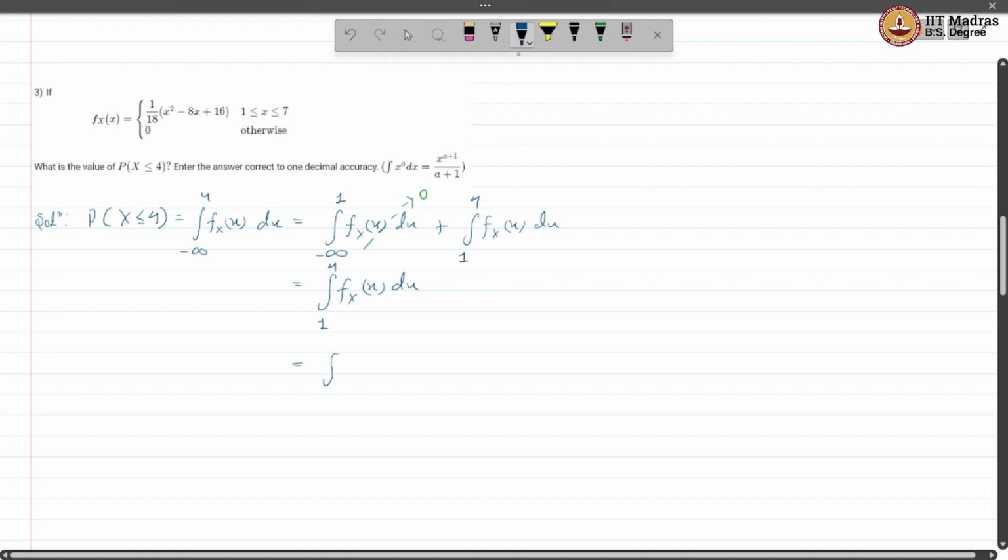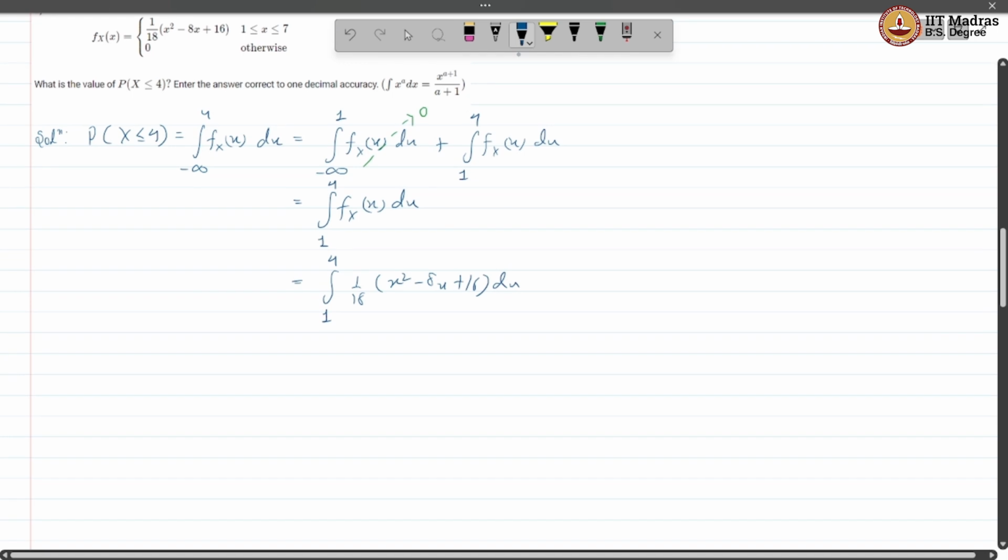So this is equal to integration of 1 by 18 times x square minus 8x plus 16 from 1 to 4 with respect to x. So this will be equal to 1 by 18 times x cubed by 3 minus 8x square by 2 plus 16x, where the lower limit is 1 and the upper limit is 4.